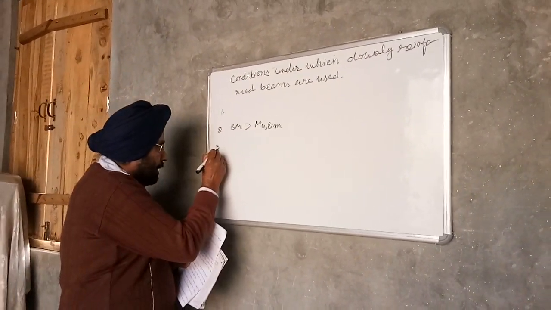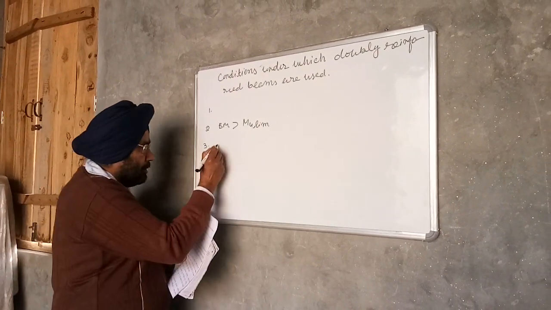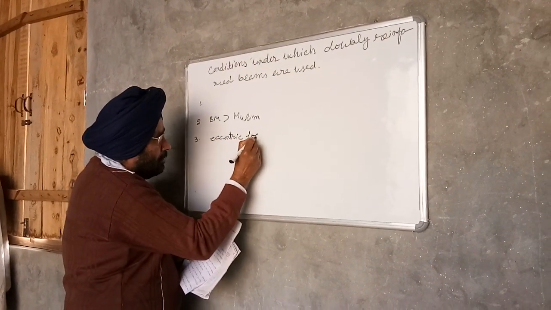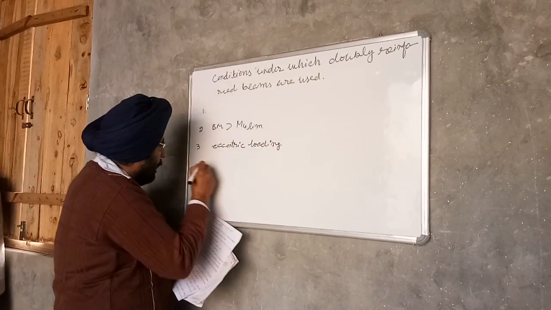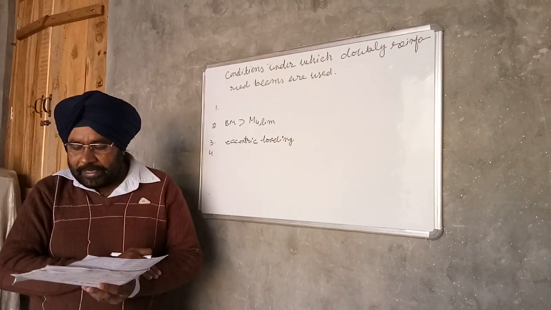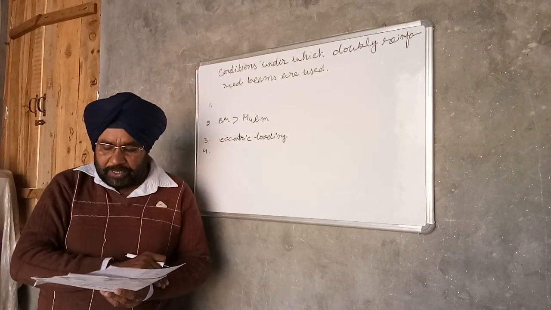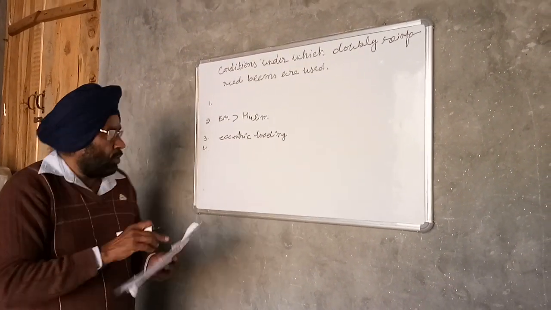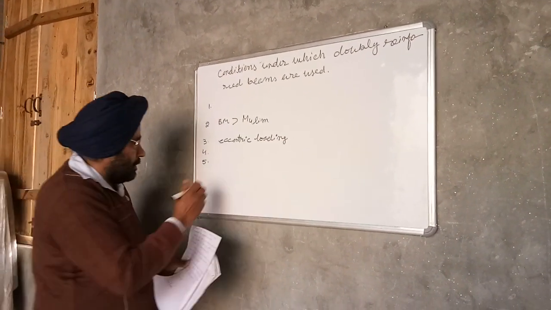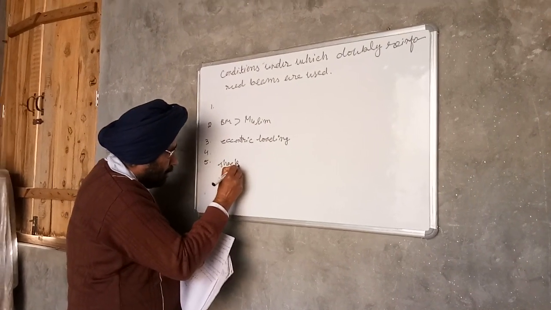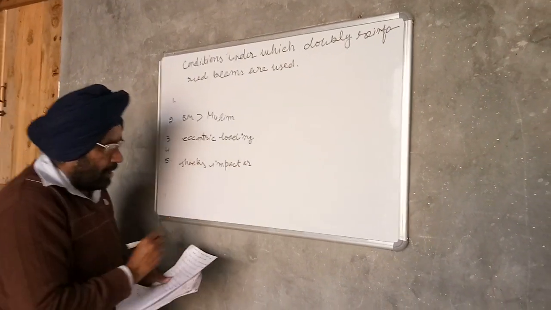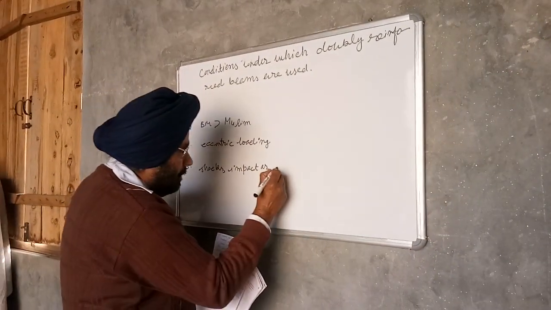Third, when the member is subjected to eccentric loading. Fourth, when the external live loads may alternate, that is, may occur on either face of the member. Fifth, when the member is subjected to shocks, impact or accidental lateral thrust.